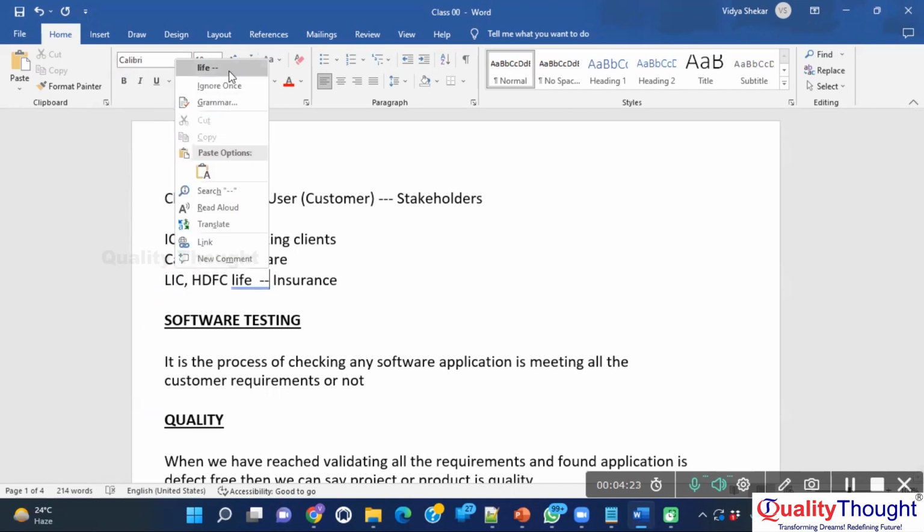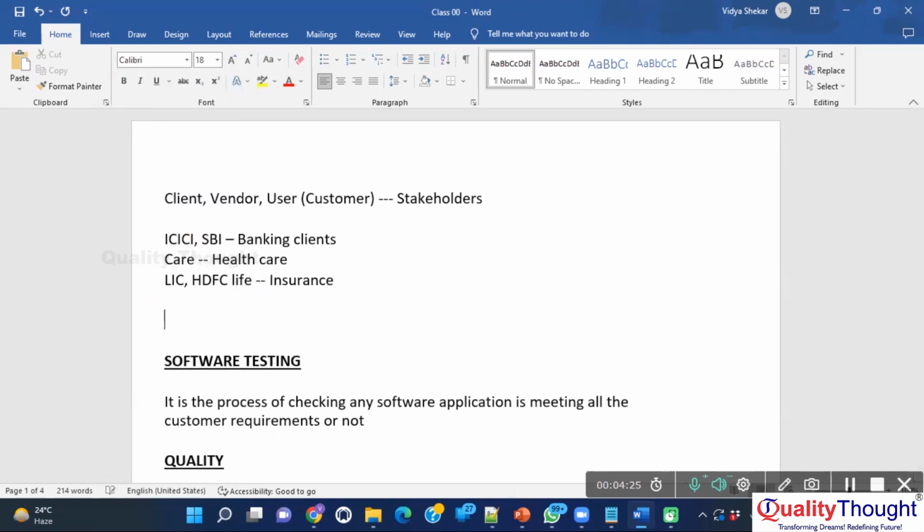Now, clients, what do they do? They have work, and once you complete that work, you will be paid for it. They pay money for the work. Is this clear?